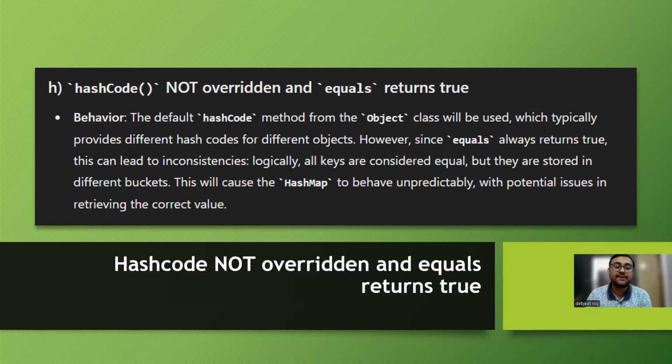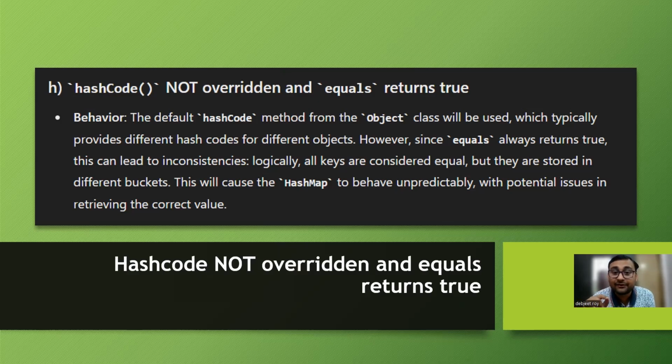Hashcode is not overridden, then what will happen? If there are multiple keys that logically have the same hashcode, that is the same index value, still they will point to different buckets because the hashcode method is not overridden. But equals method returns true. It will check the key part, and equals method is returning true. So even if those objects are not equal, they will still be considered equal. Since equals method always returns true, this can lead to data inconsistency. Logically all keys are considered equal. Whatever keys are there, all will be considered the same.